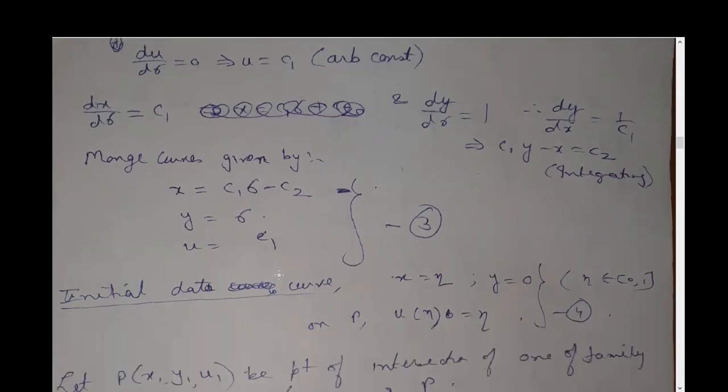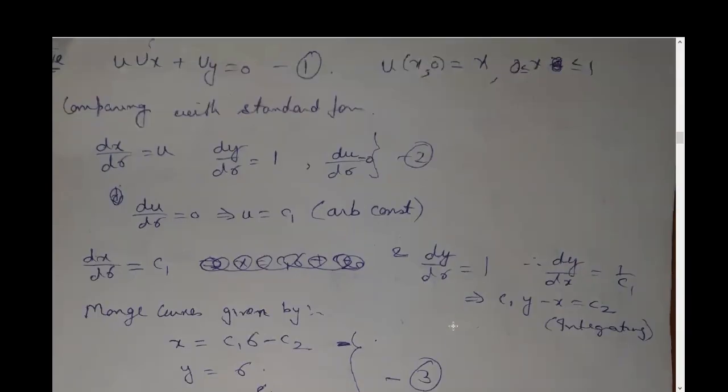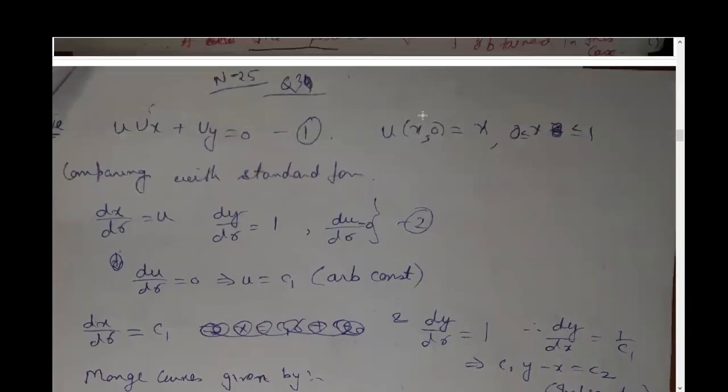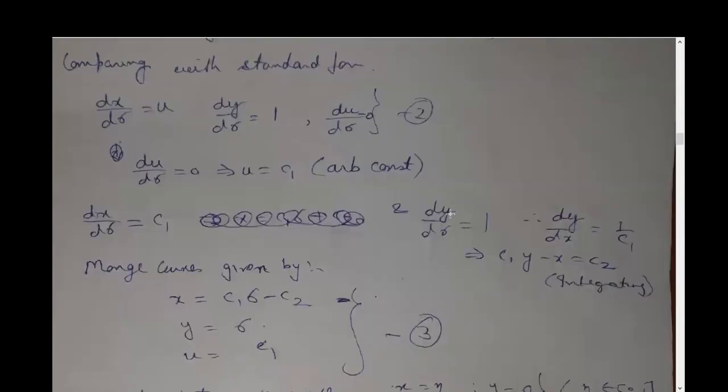Okay. And now what is the initial data curve? As I said, the portion of the x-axis. So x = η, y = 0, the portion being given by η belonging to the 0, 1 interval. Okay. And over this capital gamma, the initial data curve, u as a function of η equals η, as we have already been provided. Okay, u = x.